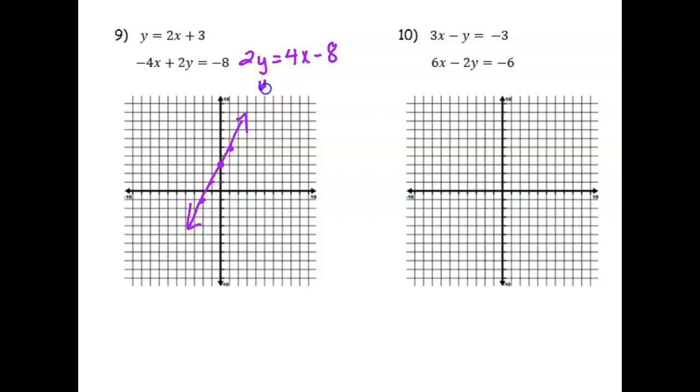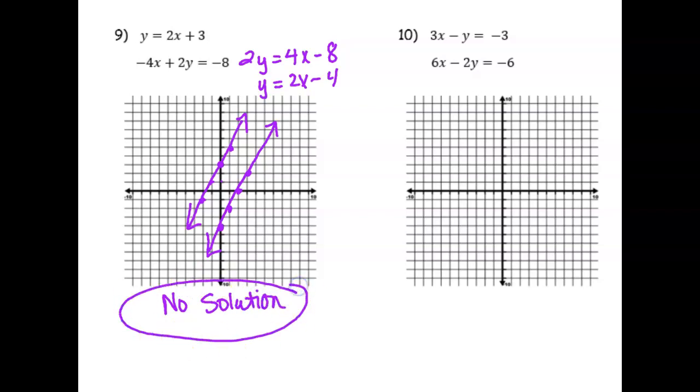When we divide by 2, we get y is equal to 2x minus 4. Okay, so 1, 2, 3, 4. And again, my slope is 2. Okay, so if you notice, the two lines have the same slope. They are parallel, and parallel lines actually never cross. So this would be a situation where we have no solution. Okay, they're never going to intersect.